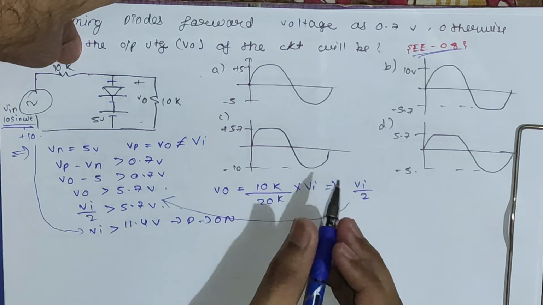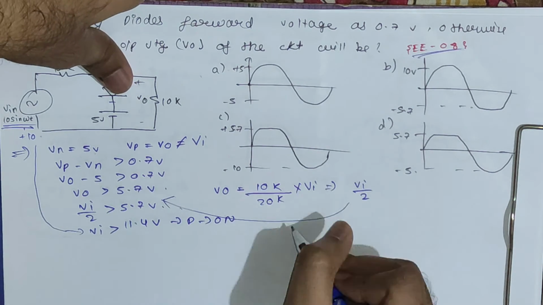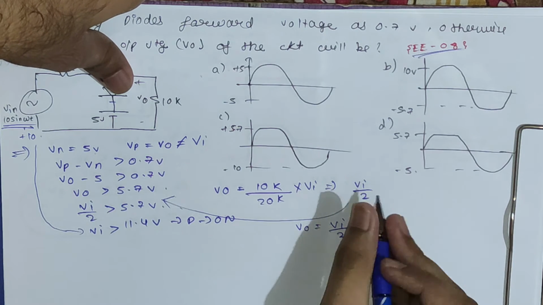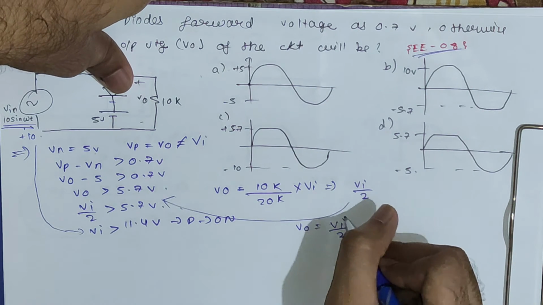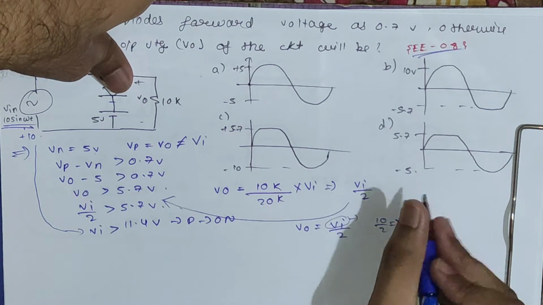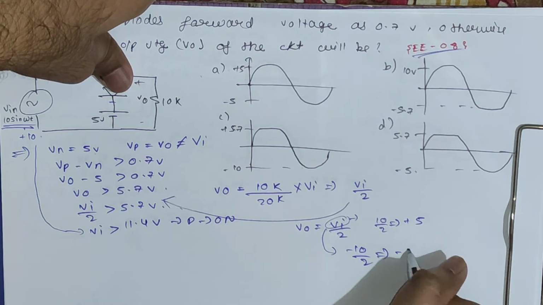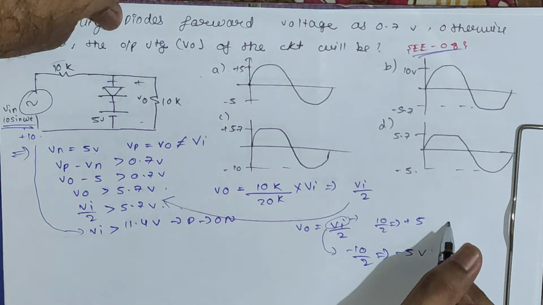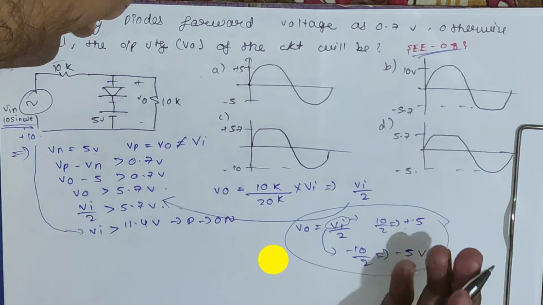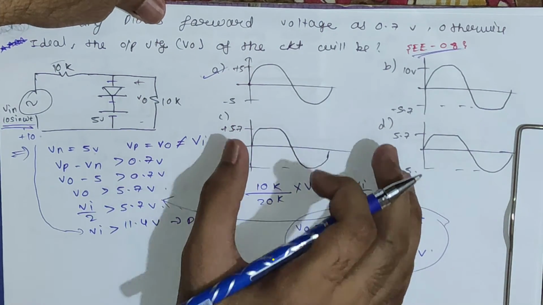So the output voltage will be independent of this branch. For output voltage we have to use this condition only: VO is equal to VI by 2. The maximum value will be when VI is 10 volt, so it will be 10 by 2, which is nothing but plus 5 volt. The minimum value will be when VI is minus 10, so it is minus 10 by 2, nothing but minus 5 volt. You can see the figure which has plus 5 and minus 5 as maximum and minimum value is this A option. So this A option is the correct one.